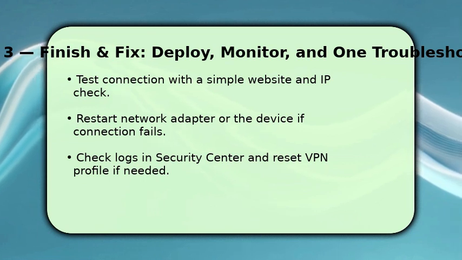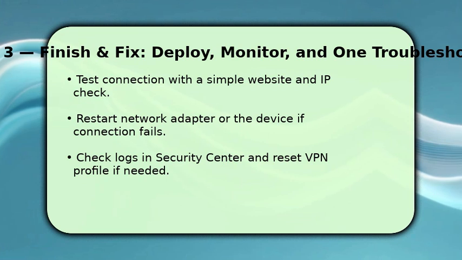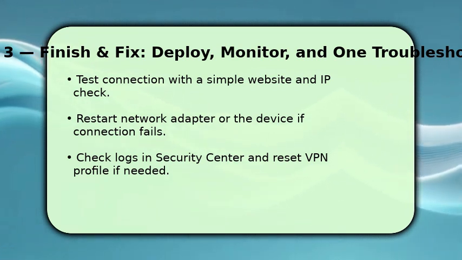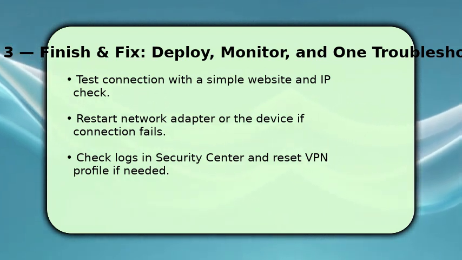If problems persist, open Windows Security, view Defender VPN logs, and reset the VPN profile. This clears corrupted settings. One practical tip: toggle the kill switch off then on. Sometimes that forces a fresh route and restores connectivity.